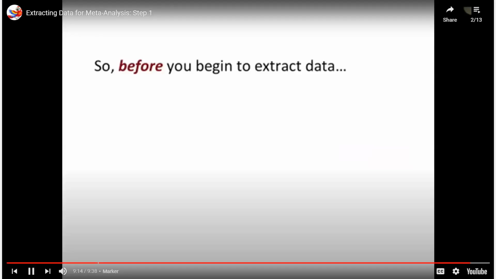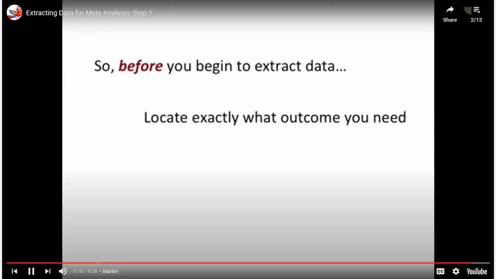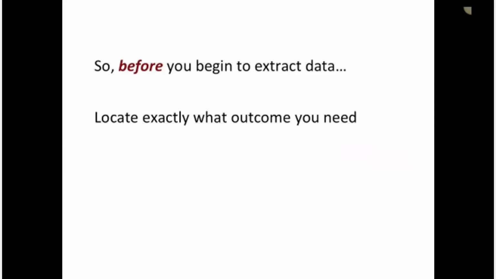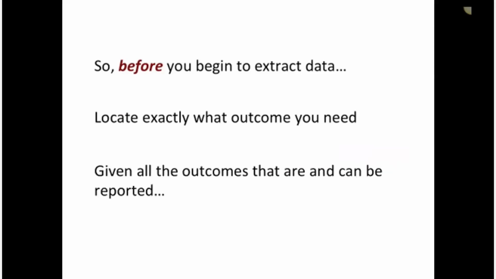So before you begin to extract your data, locate exactly what outcome you need and ignore the others. That doesn't mean you don't need to read the article. Certainly read it, get a deeper understanding, but find only what you need for the extraction. And given all the outcomes that are reported and can be reported, the question really comes down to, where is yours?